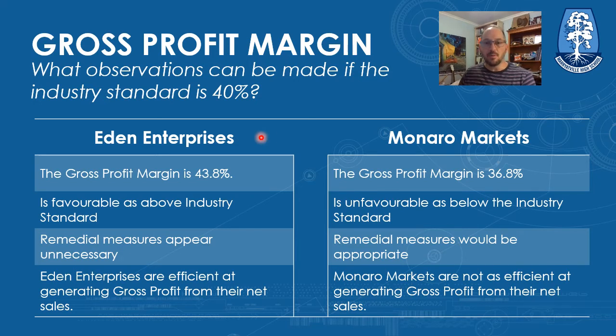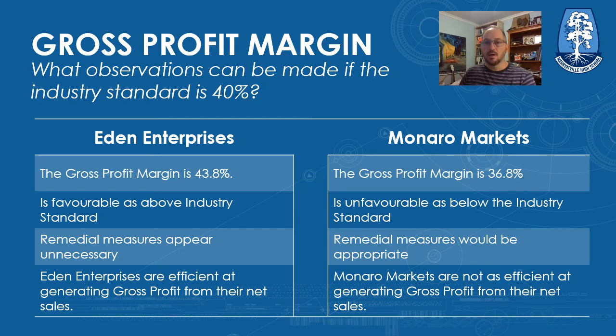What observations can be made if the industry standard is 40%? Assuming, of course, that both these businesses are in the same industry, Eden Enterprises has a gross profit margin of 43.8%. This is above the industry standard. It's therefore favourable. And because it's favourable, we can say that remedial measures appear unnecessary. Further, we can say that Eden Enterprises are efficient at generating gross profit from their net sales.